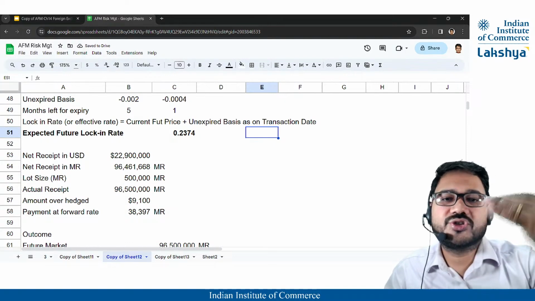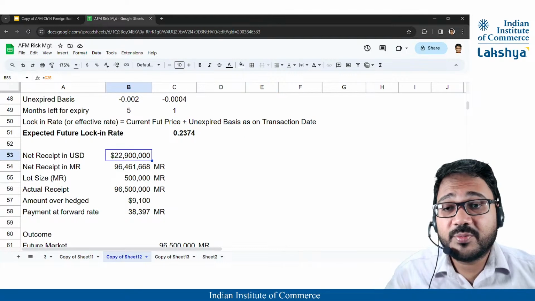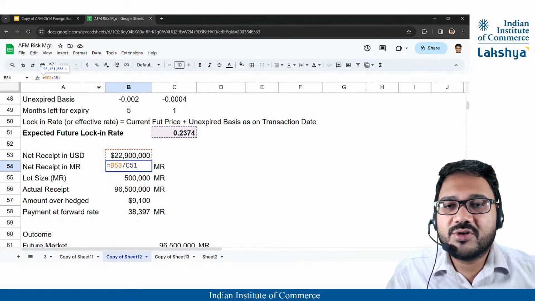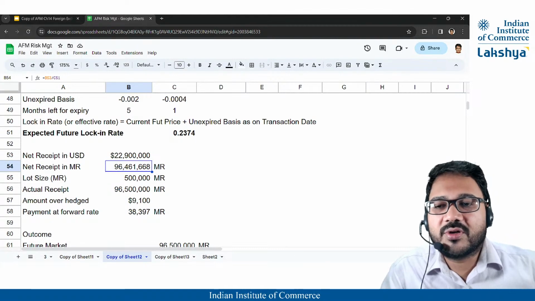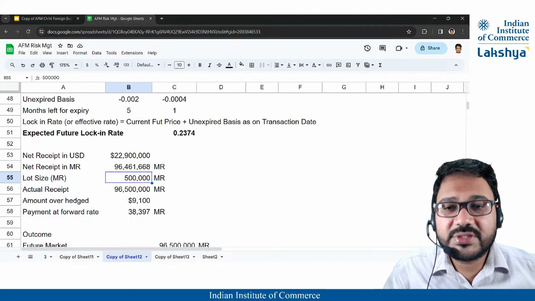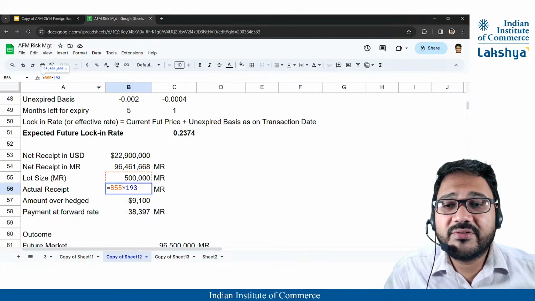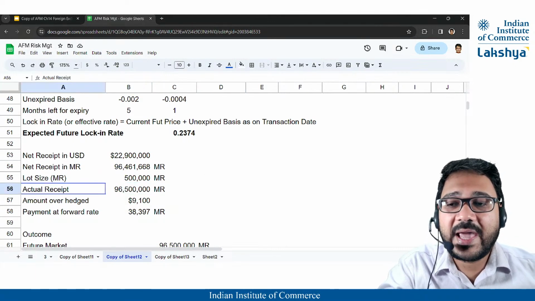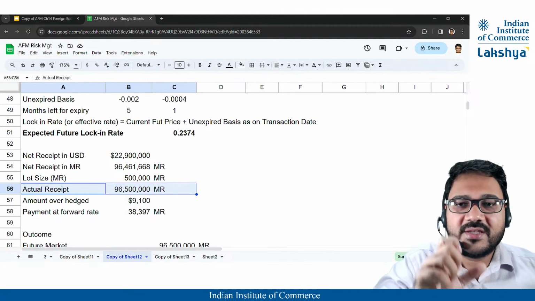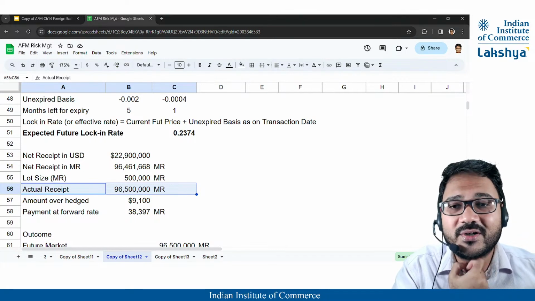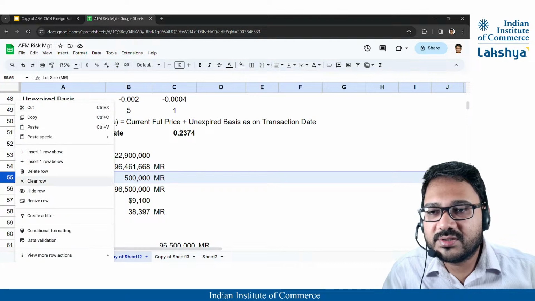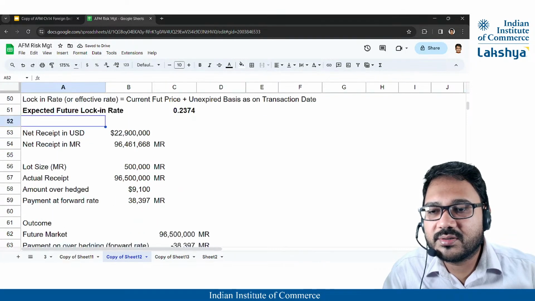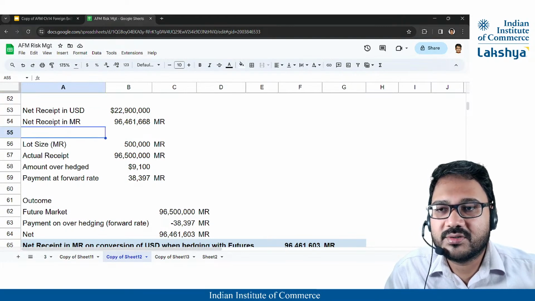Now if you look at the actual transactions, the net receipt that you are going to receive is 22.9 million, net receipt in MR. We are using the effective rate and saying that we are receiving 96.461 MR. Lot size is 500,000 MR. The actual receipt is 193 lots into 500,000 MR, which means the actual receipt when you execute your futures contract will be 96.5 million MR. So this is your futures market.